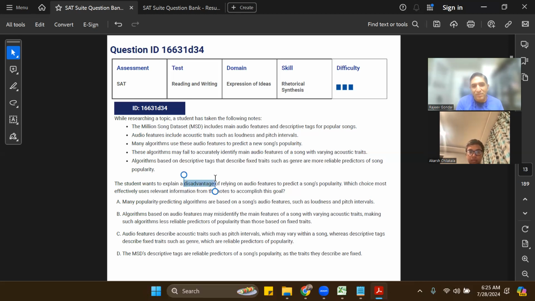Very clearly, disadvantage. So this is the description. The tone of C is not towards criticizing something. It's like giving some information and differentiating between two things. So we do not want to differentiate something. Audio features describe da da da, which may vary within da da da, whereas descriptive text describes da da da, which are da da da. What is this? Description of two things and differentiating between the two.